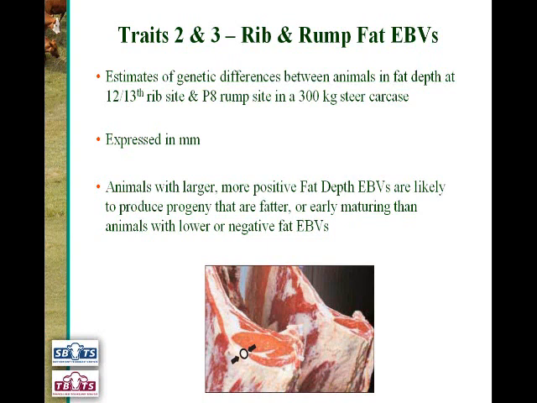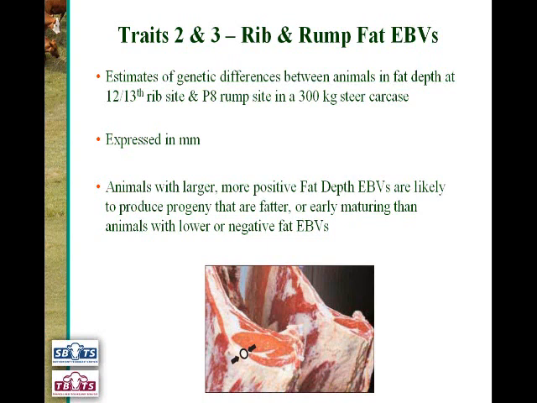Again, differences in a standard 300 kilo steer carcass. So again, the picture below shows you the fat depth at the 12th or 13th rib, and then shows you exactly what measurement this EBV is referring to.